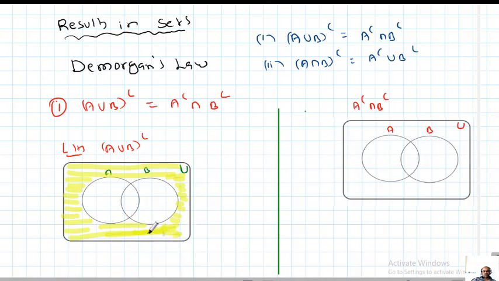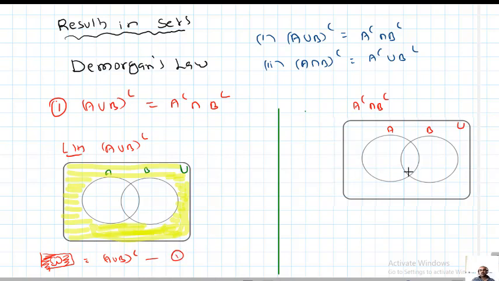So the shaded region area is represented by (A union B) whole complement. I will write it now. This area is nothing but (A union B) whole complement. This is taken as part 1.